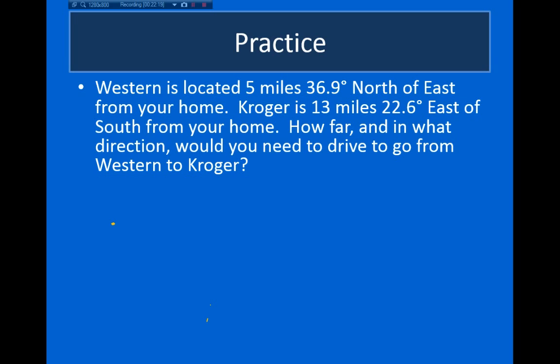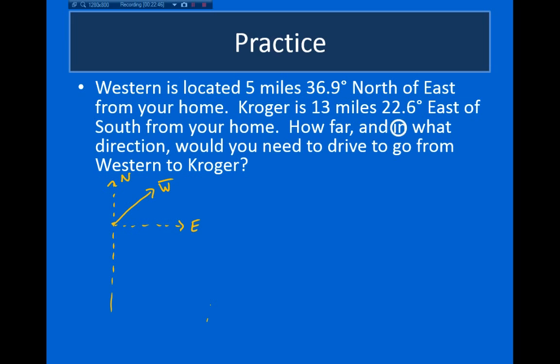So Western is 5 miles in a direction that is 36.9 degrees north of east. So let me just put a little axis here. This is north, and this is east. So we're going to go 5 miles at 36.9 degrees north of east. So that looks something like this. And I'm going to call this vector W, since it points to Western.